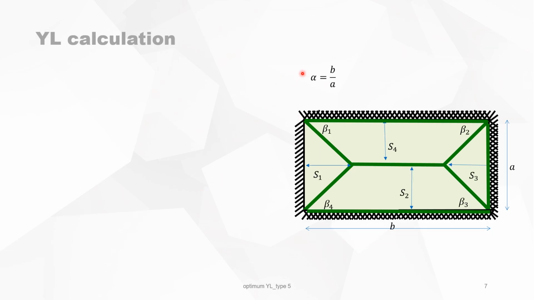We take alpha equal to B over A, y2 is equal to y3 because beta 3 is equal to beta 2, the same for y1 and y4. And then we see that S1 is A over 2 y1, and so on. For S2, it's A over 2, and S3, it's A over 2 y1, and S4, it's A over 2, which seems logical.